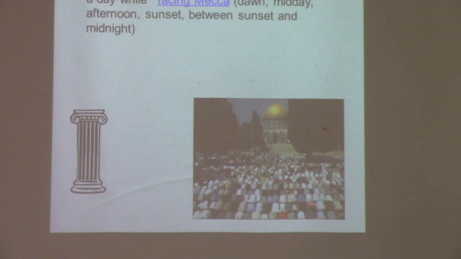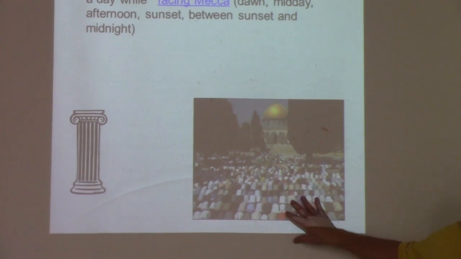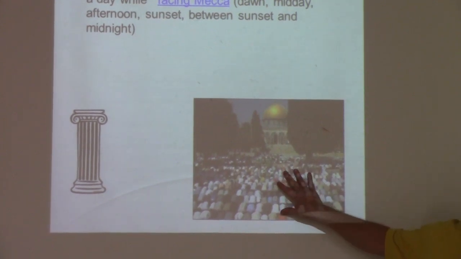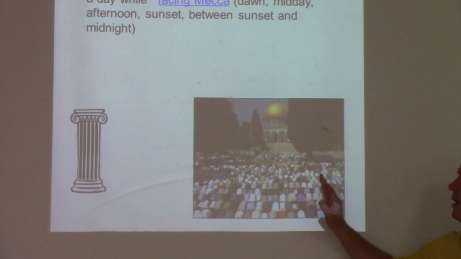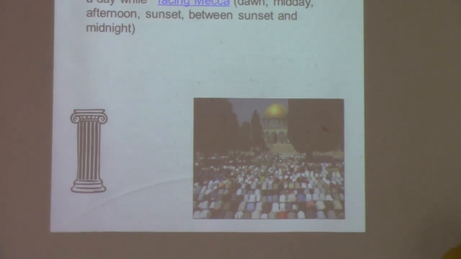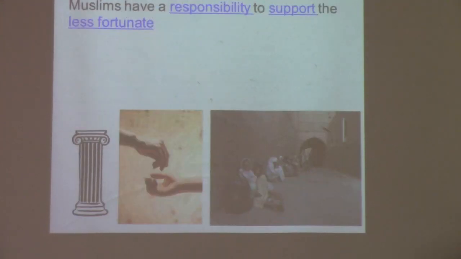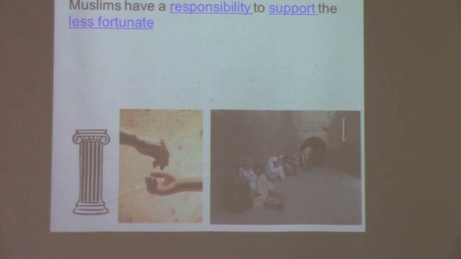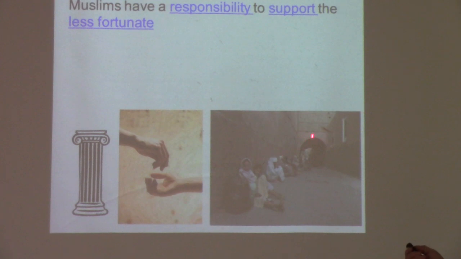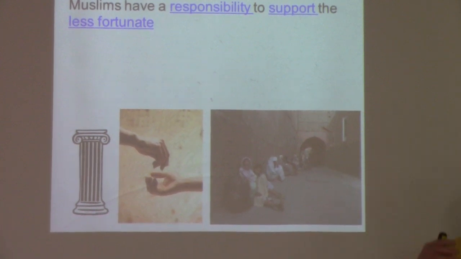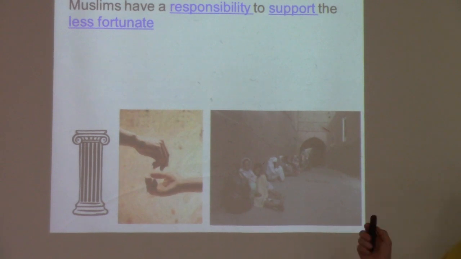Number 2 is prayer. Every Muslim must pray 5 times a day, no matter where you are, in the direction of Mecca, the Kaaba, where the holy shrine is. Number 3 is all Muslims must practice alms, to tithe, to donate to the poor and the less fortunate, especially the widows and the orphans.